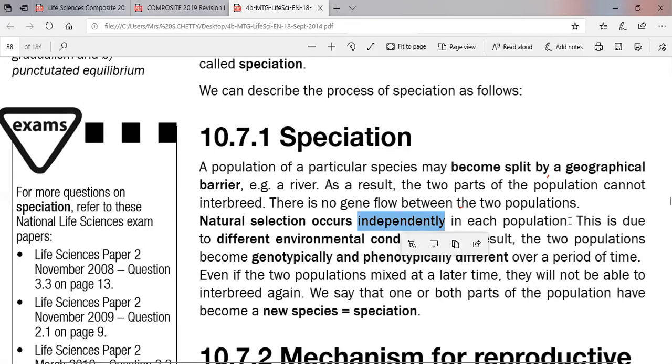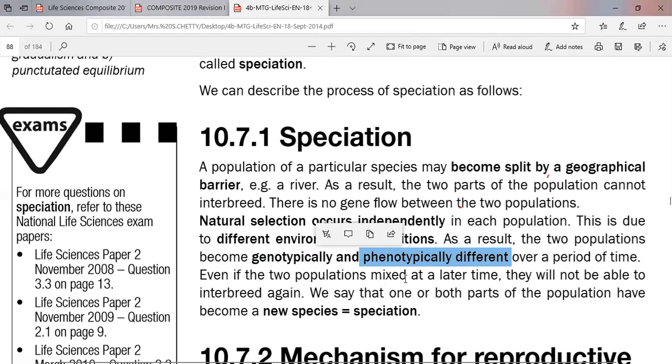Natural selection occurs independently. This is due to different environmental conditions. So why? Here we must state what was the environmental condition. So if you're applying this, state what was the environmental condition. As a result, the two populations become genotypically and phenotypically different from each other. You must say the word genotypically first, because the genotype will determine the phenotype. Genotypically and phenotypically different from each other over time.